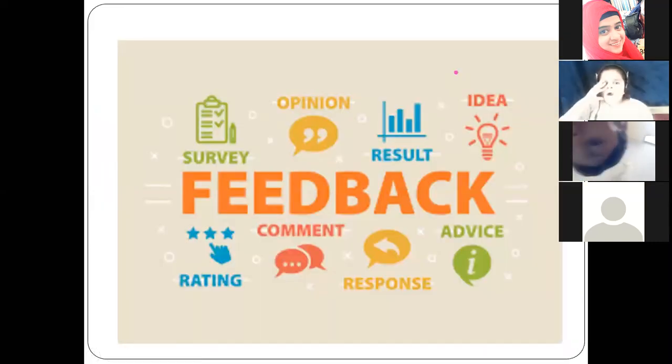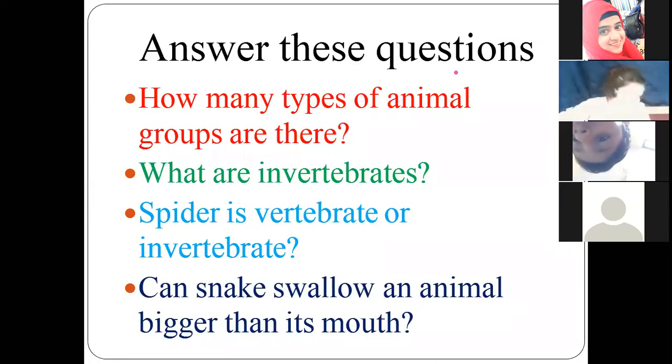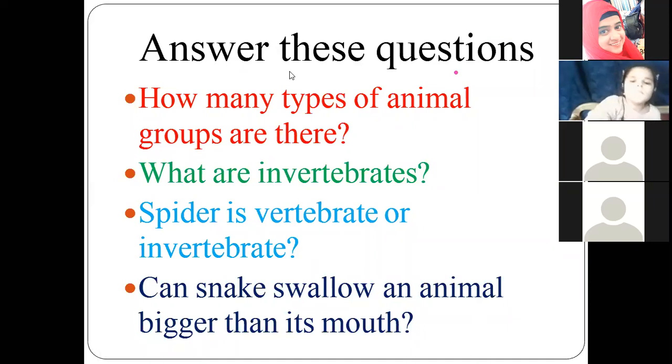Feedback time. Let me ask you some questions. Answer these questions. How many types of animal groups are there? Quick response. Yes, raise your hands. Hurry up. I'm coming towards you. Abdul Muqeed, unmute your mic and answer me. Yes, my dear. How many types of animal groups are there?